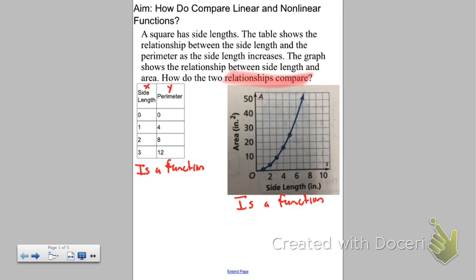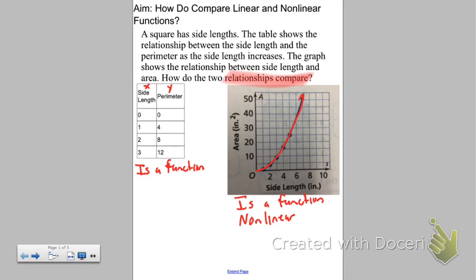If they're both linear, then I'm going to compare them. If they're both nonlinear, then I can compare them that way. If one is linear and one is nonlinear, then I am not able to compare them. If I look at my graph first, because that's the easiest one to see, this is my graph. I notice that this is not a straight line, so this would be a nonlinear function.